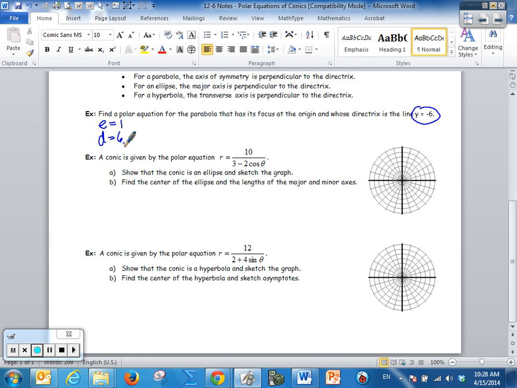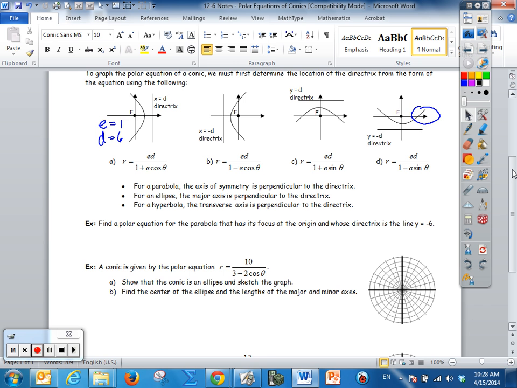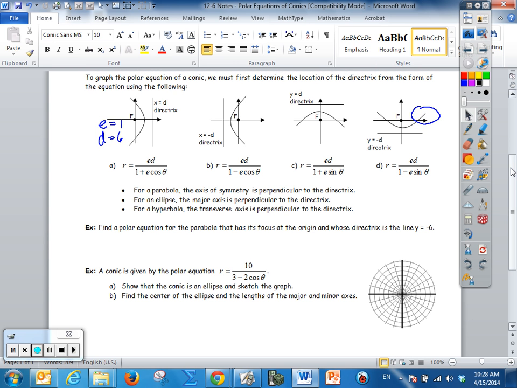So d is 6. So with that information, since we know that y equals -d, I'm going to scroll up here. We're going to look at our little templates up here. We're going to be able to tell exactly which equation to use. Right here, y equals -d. So again, you don't have to memorize that. You would have that. This is the format of the equation that we're going to have. We're going to have an e value of 1, and our d value is 6. So we should just be able to fill that in and be good to go. All right, so let's do that.